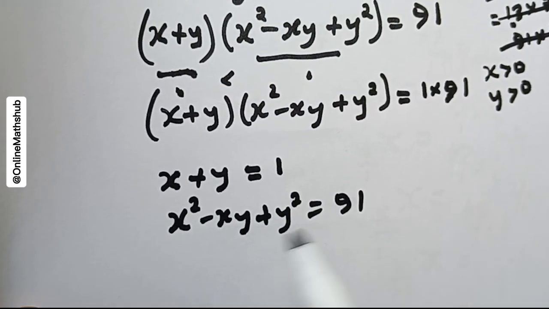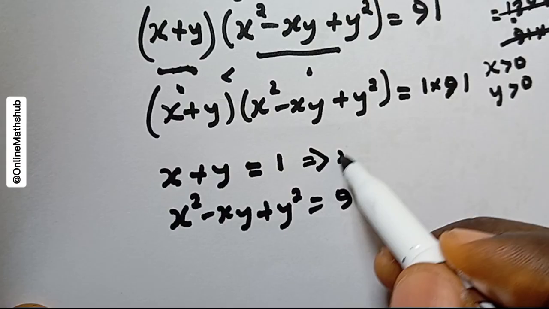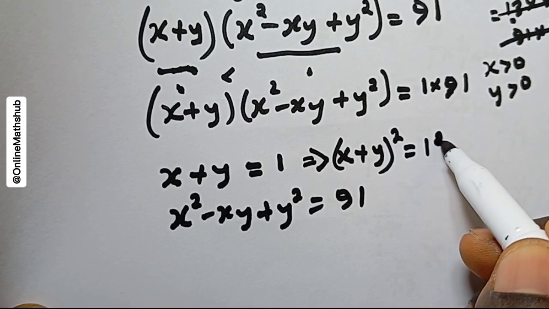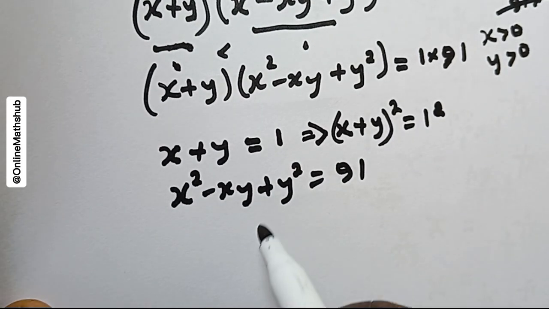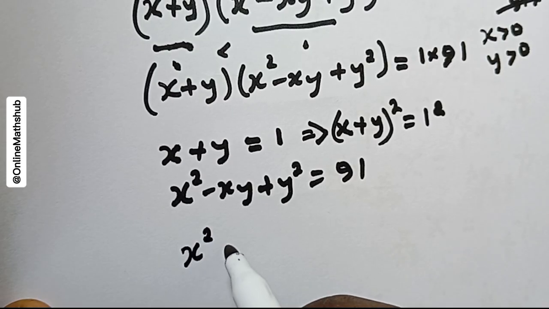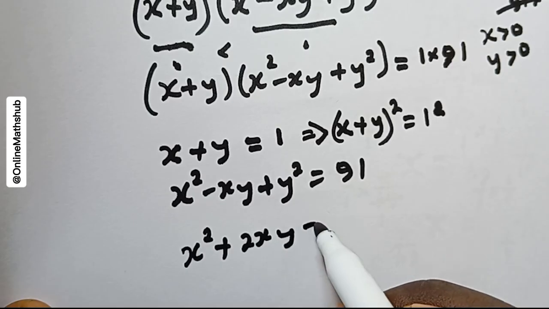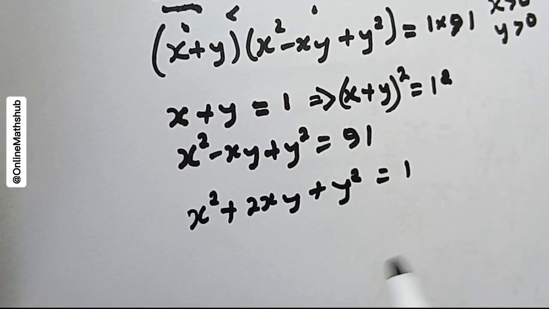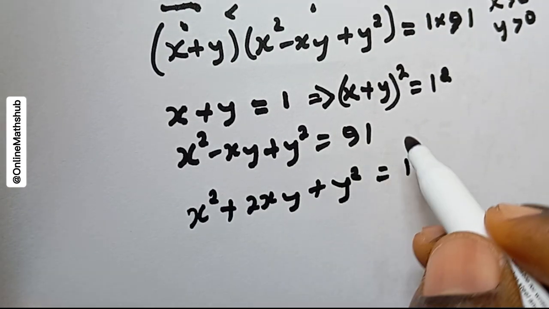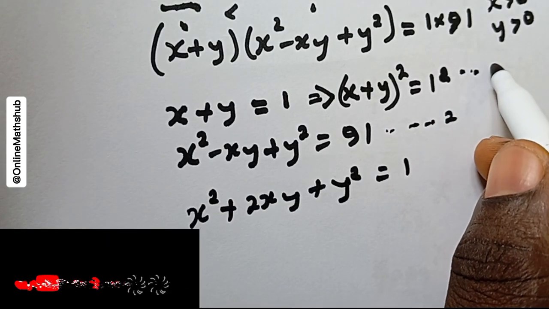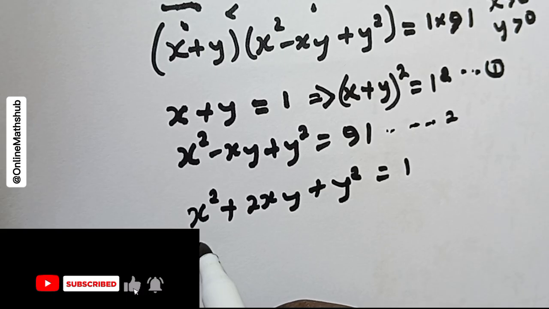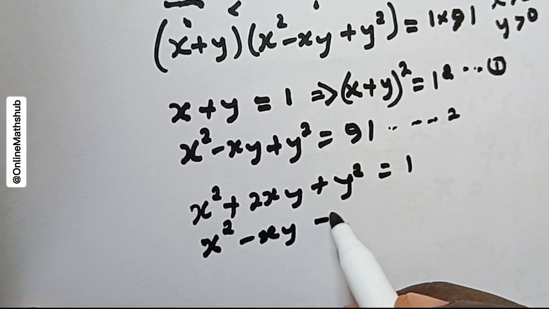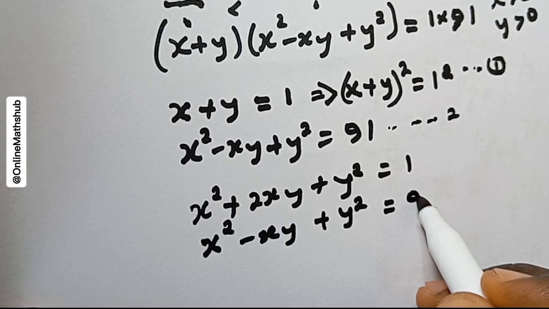Okay, so to continue, we can actually square this. So this implies that (x + y)² will be equal to 1². So when we simplify that, what we're going to have is x² + 2xy and then of course + y² is equal to 1. So I am then going to subtract equation. If we call this equation 2 and this equation 1, I'm going to subtract equation 1 from equation 2. So this is x² − xy + y² = 91.